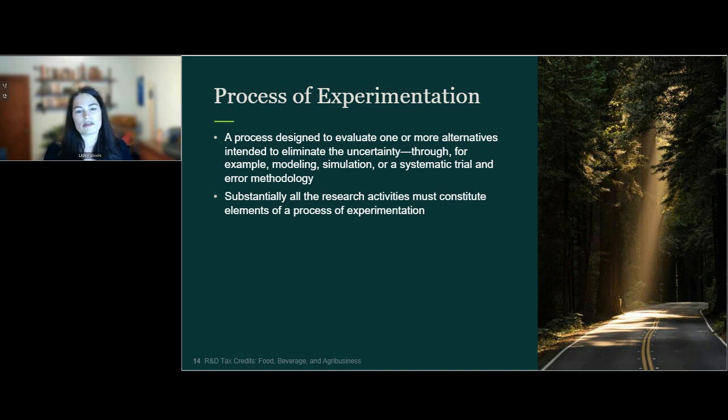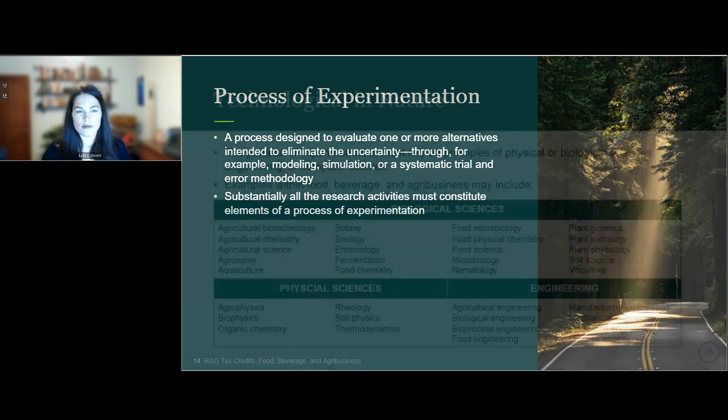So some examples of a process of experimentation that would demonstrate that systematic approach are modeling, simulation, systematic trial and error. So as long as you are attempting an element of the design, evaluating it, testing it, taking the results of that testing and improving upon that design, as long as it's incorporated back into your development process, that's demonstrating that systematic process of experimentation.